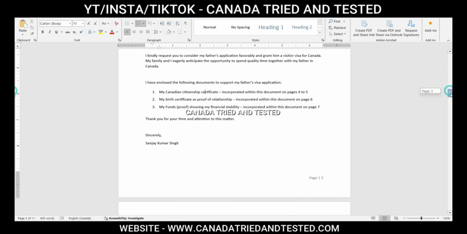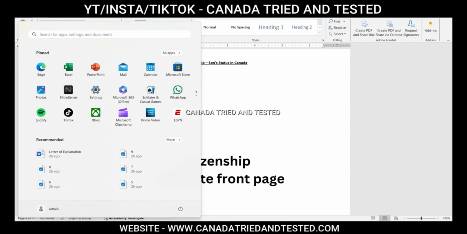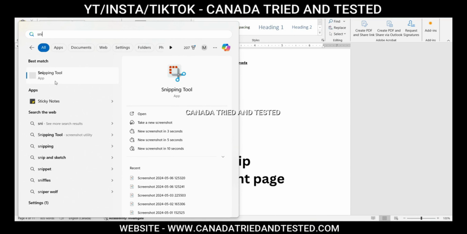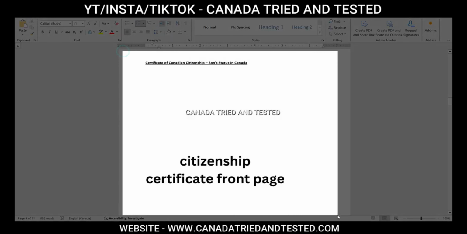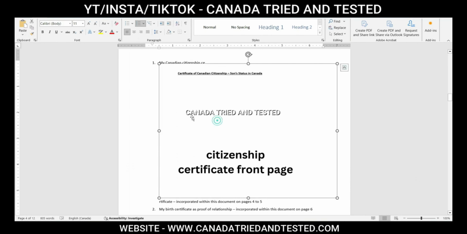And then once we come down here, you see the citizenship certificate here for the son. So the certificate copy will be pasted here. And if you don't know how to paste the document, in case the citizenship certificate is in PDF, you can just open the PDF and open the snipping tool. With that snipping tool, you can just take that image, copy, and then come and paste it like this. So you will be able to paste it and arrange it.